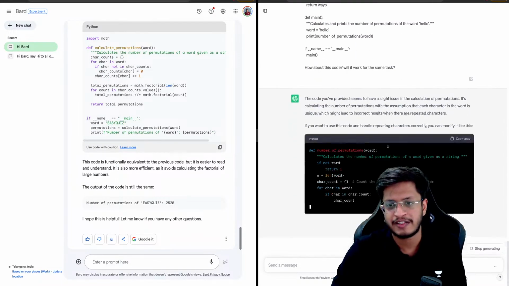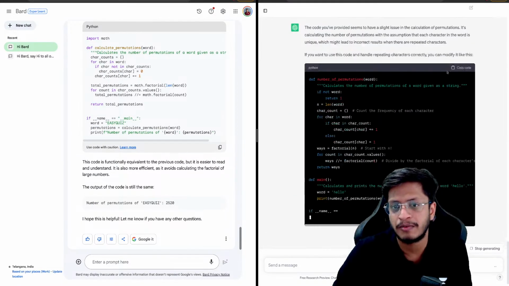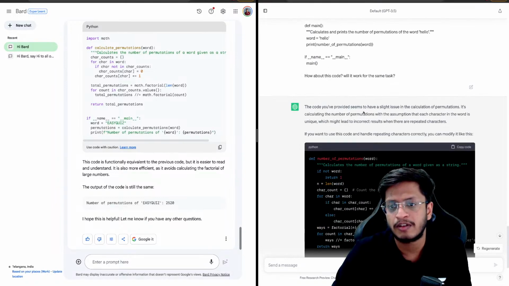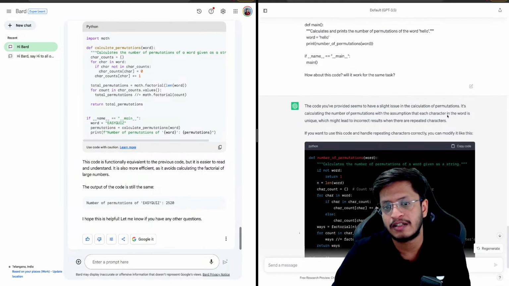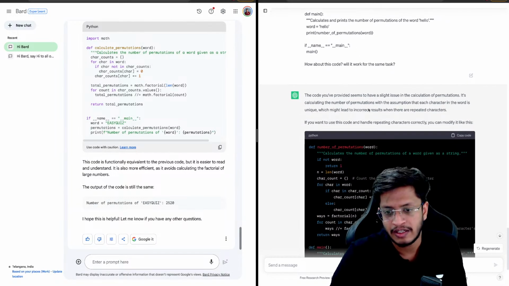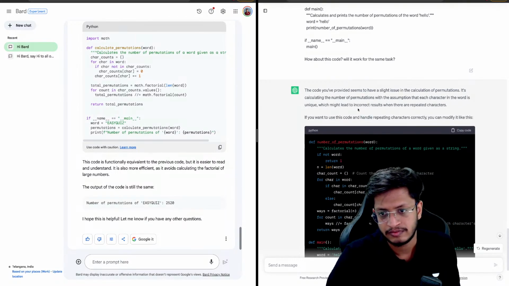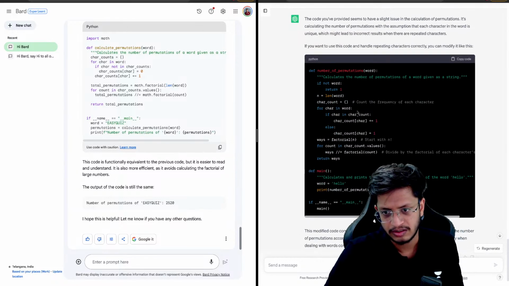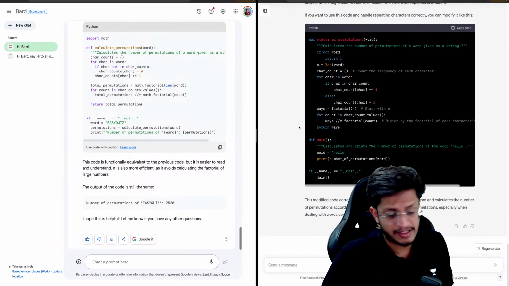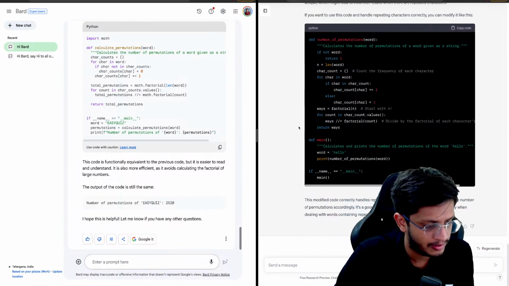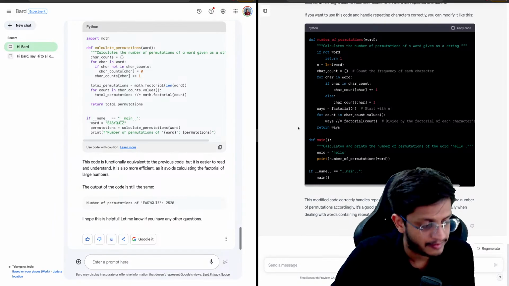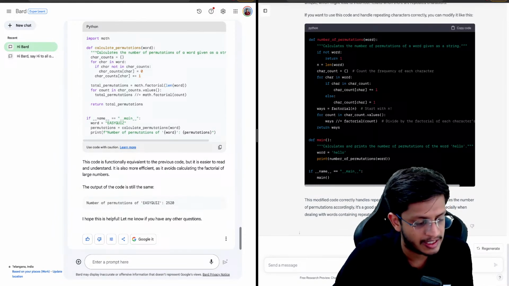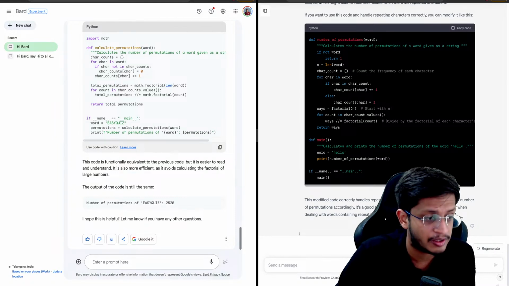The code you have provided seems to have a slight issue in the calculation of permutations. It's calculating the number of permutations assuming that each character in the word is unique, which might lead to incorrect results. Okay, so it is able to understand it, which is really good. It's really surprising that it is able to understand what the mistake in the code was, and it is able to correct it as well.